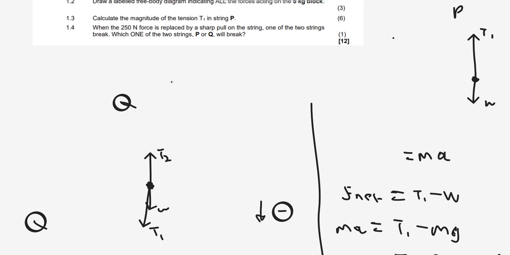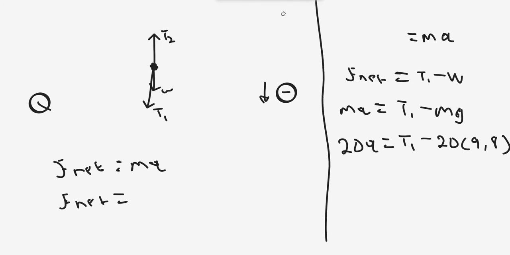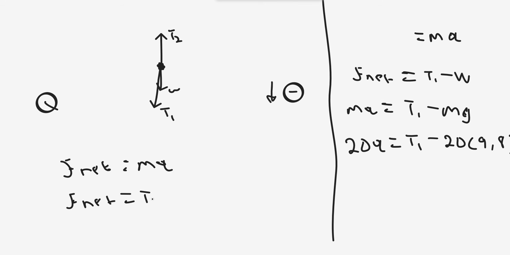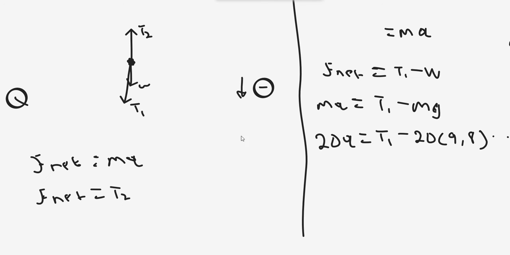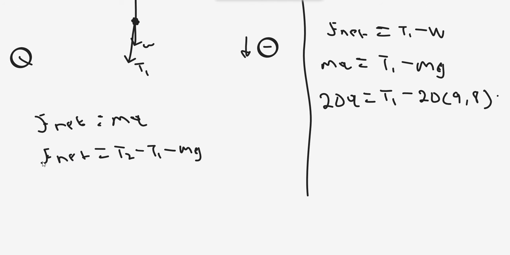T1 here, and we said all forces acting downwards are negative, so T2 is positive and T1 will be negative: minus T1 minus weight, which is mg. And here we do what we did on the other side. We say ma equals T2 minus T1 minus mg.